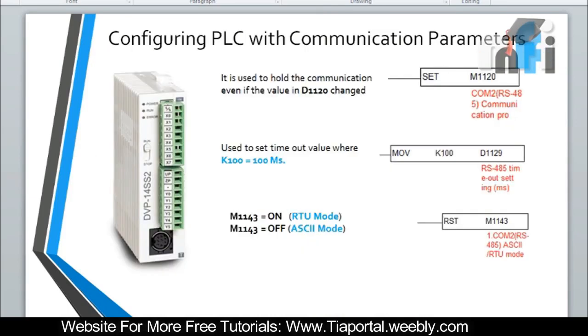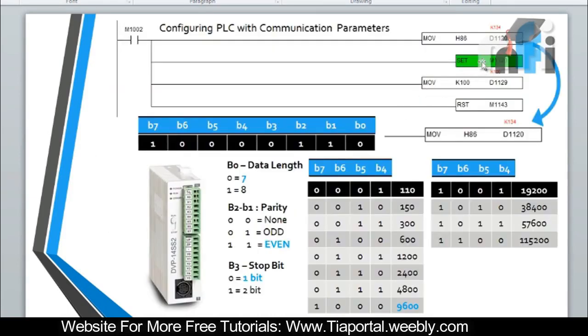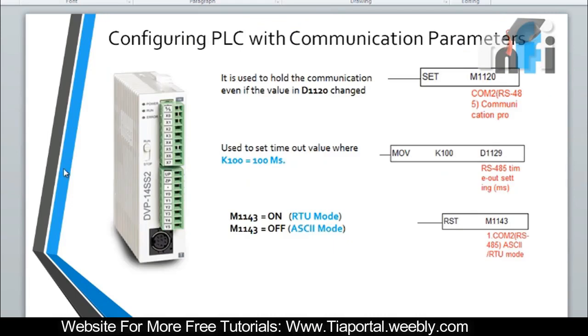So let's move to the next. Next are the 3 commands. This one, M1120, is again a specialized bit whose function is already default. It is used to hold the communication settings even if the value in D1120 is changed.